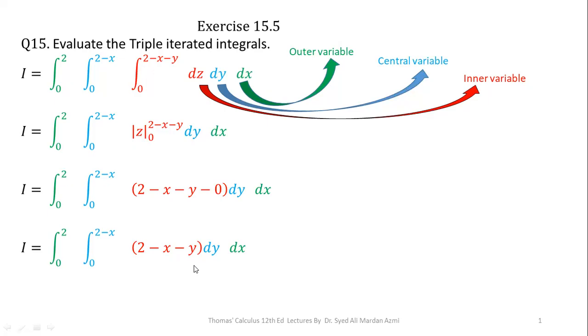Please note that in multivariable calculus, whenever you are working with respect to one variable, either performing integration or differentiation, other variables always behave like constants. It means if you are integrating or differentiating with respect to y, the other available variables will behave like constants. So in this term, 2 minus x minus y, 2 minus x is constant with respect to y.